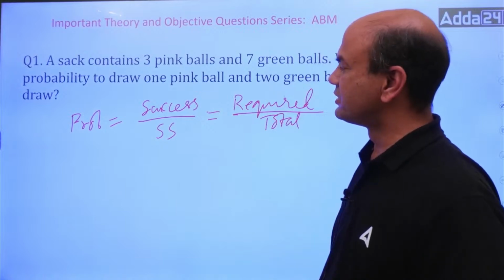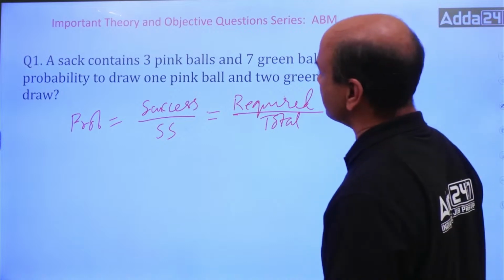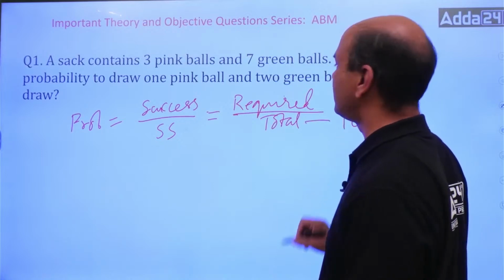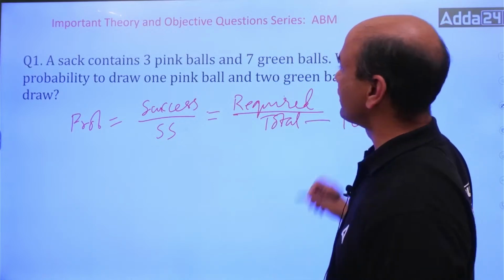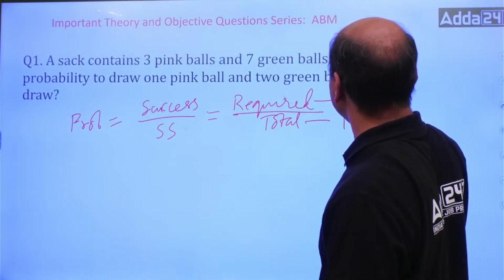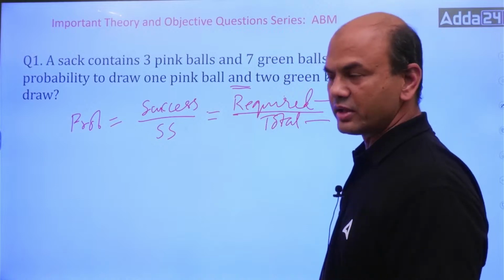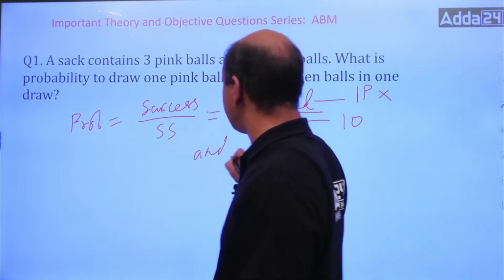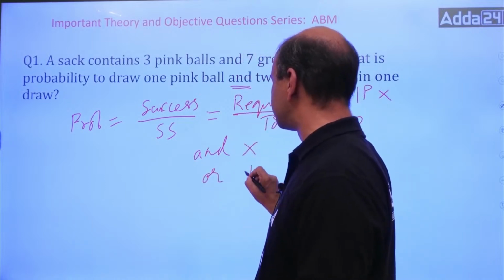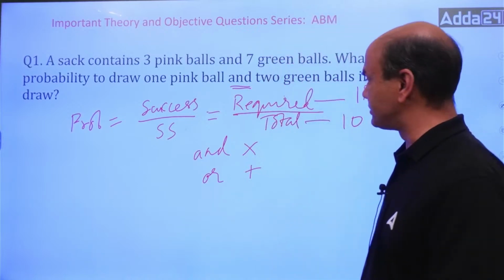So now in this case, a sack contains 3 pink and 7 green balls. What is the total number of balls this sack is having? Total is 10, right? 3 plus 7. Now what do I require? The probability to draw 1 pink ball and 2 green balls. And means what? Always remember it's multiplication. Whenever you have and, it's multiply. Whenever you have or, it's plus.